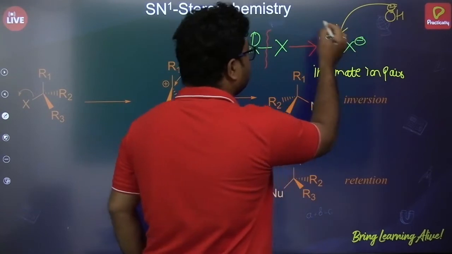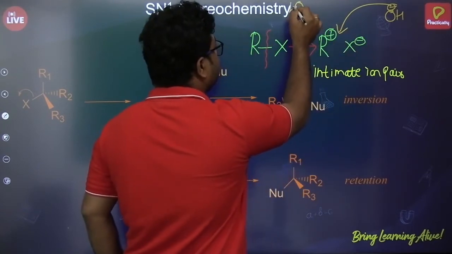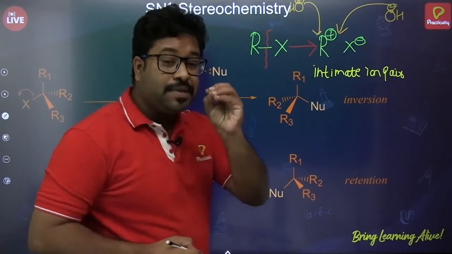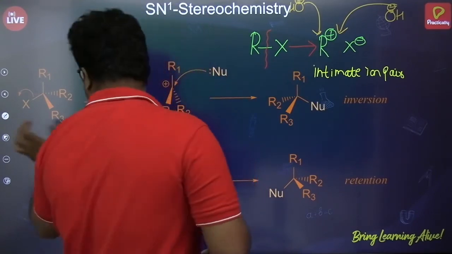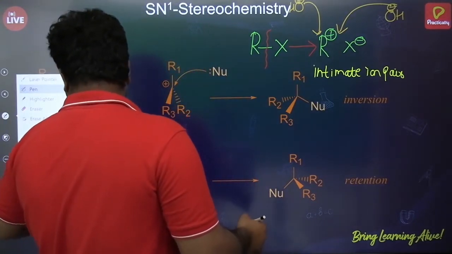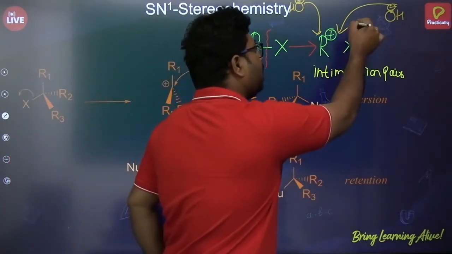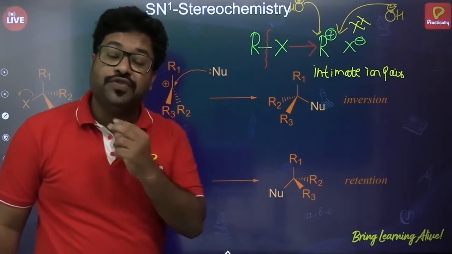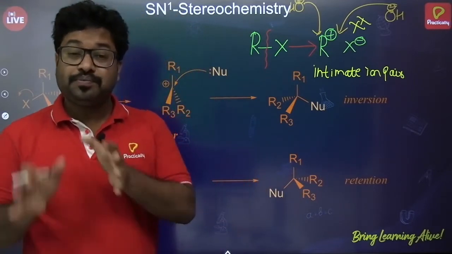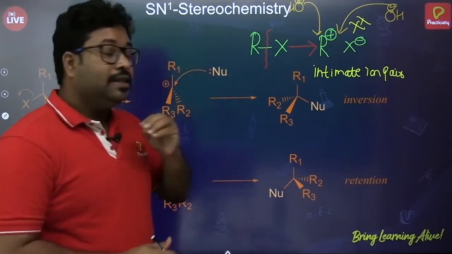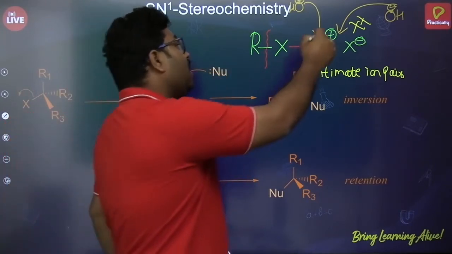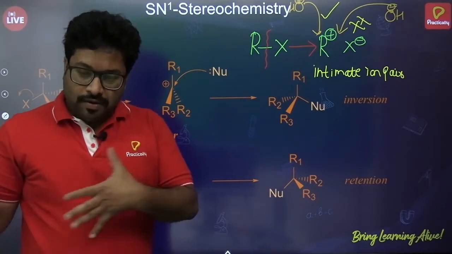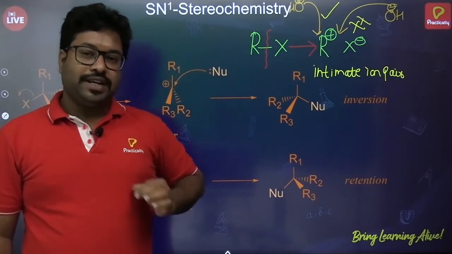It starts attacking from the front side as well as from the back side. But from the front side, what do we have? Front side, we have a little bit of restriction from the leaving group which hasn't departed yet. But till that time, the attack from the back side has already started. Okay, now get my point again.